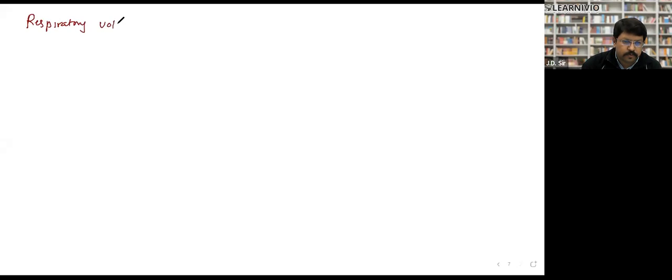Respiratory volumes. So, first one is tidal volume. Look, what is tidal volume?